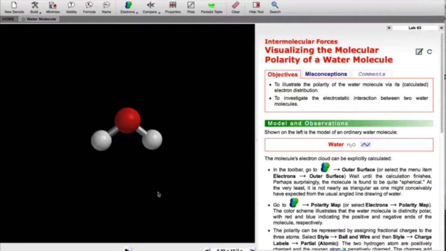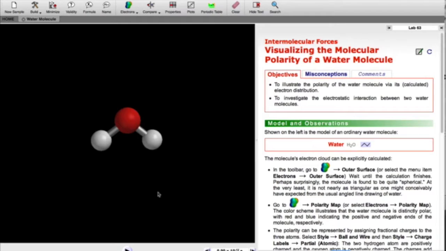For students to really get a good grasp of how intermolecular forces affect the structure and dynamics of a collection of molecules, we first have to understand how we can visualize the asymmetry of electron distributions for an individual molecule. And this is what Lab 63, visualizing the molecular polarity of a water molecule, does for you.